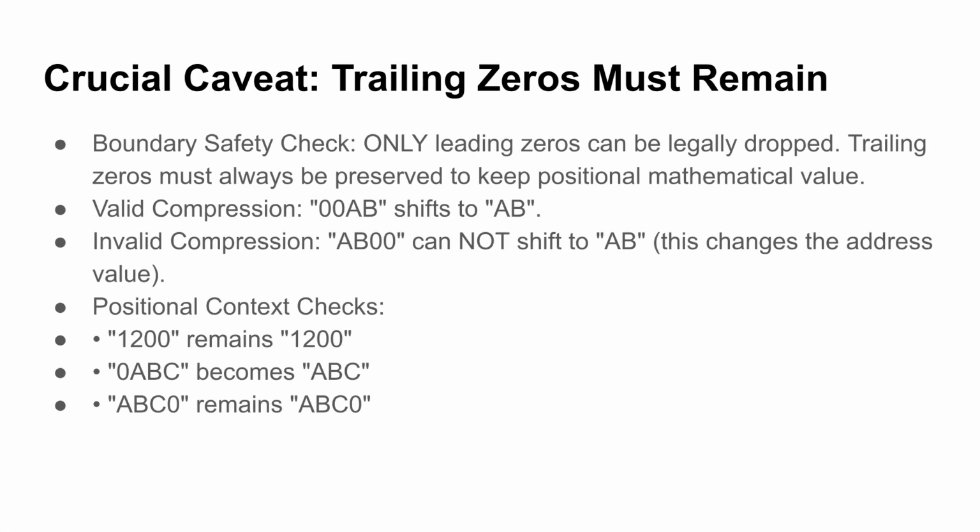It is important to remember a crucial caveat. Only leading zeros can be dropped. Trailing zeros must be preserved to maintain the correct mathematical value of the address. For example, 1200 must remain 1200 to avoid changing the address.